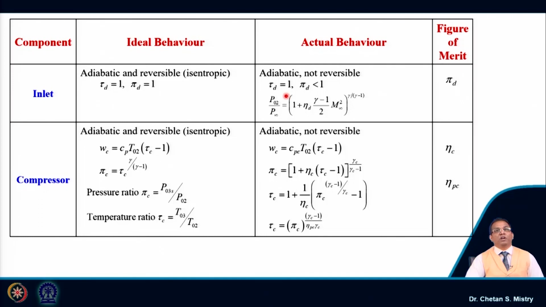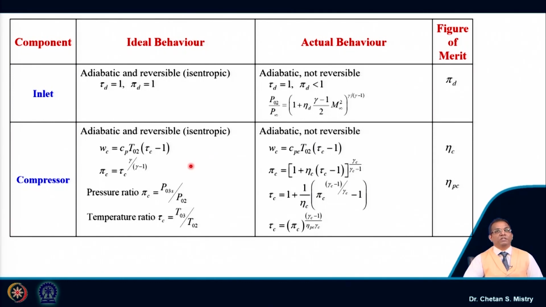Later, in actual conditions, we realized the temperature will not change, but at the same time there will be a change in the performance in terms of P02, which is calculated based on the diffuser efficiency. And here, this represents my total pressure ratio. So, the figure of merit is nothing but the total pressure ratio, or pressure recovery factor.